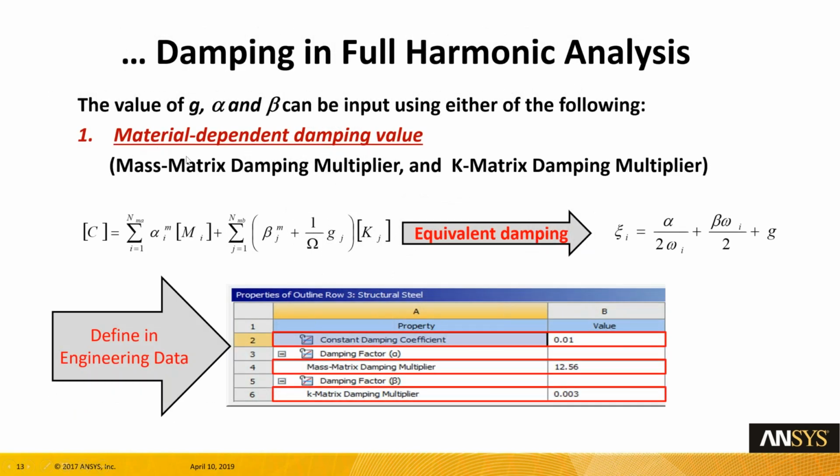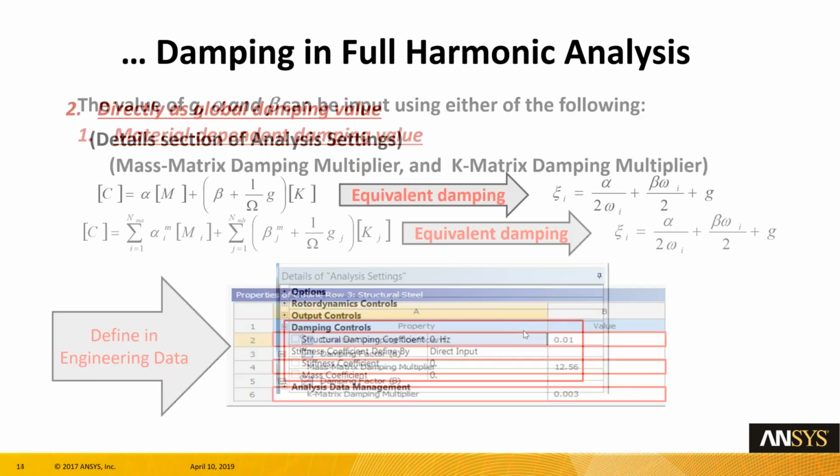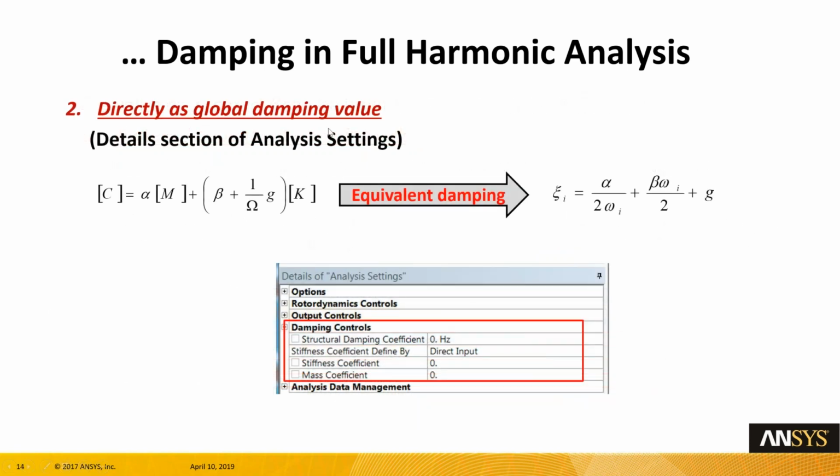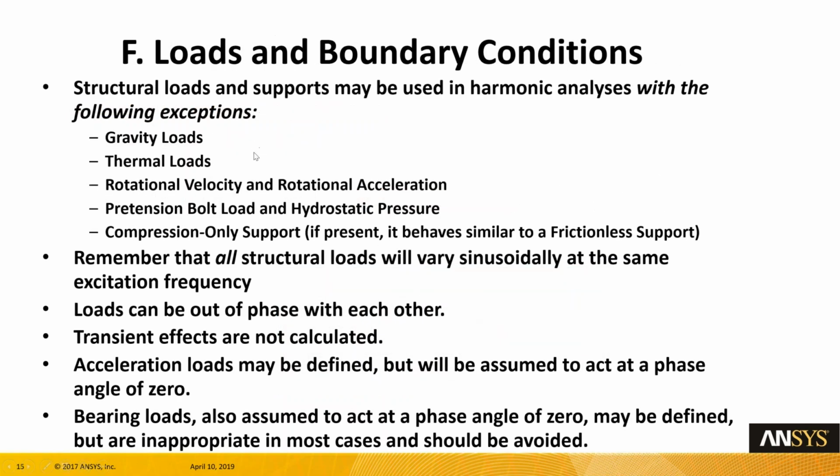All of these can be input as either a material-dependent damping value, meaning that for every different material you have in your assembly, you can specify either an alpha value or a beta value, or you can specify a constant damping coefficient over here. Or you can directly specify a global damping value under analysis settings. Instead of specifying material by material, under analysis settings, you can say, okay, here's the global damping value.